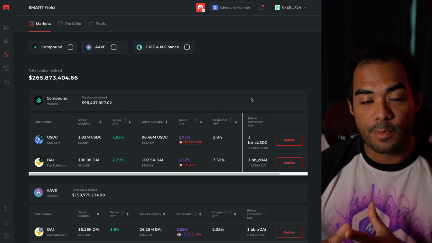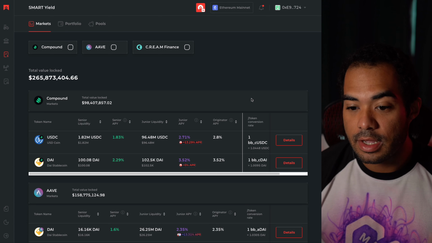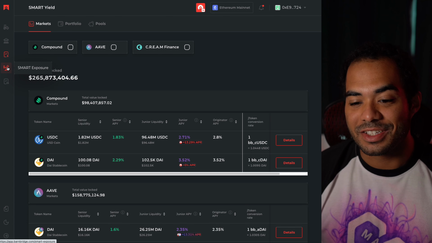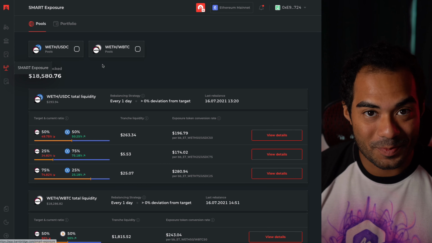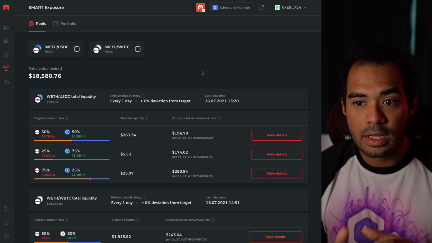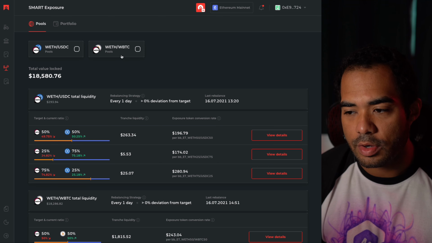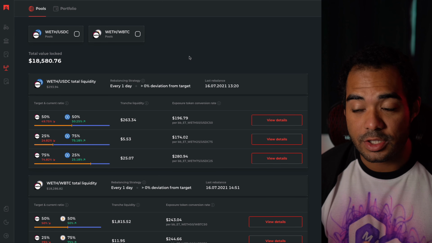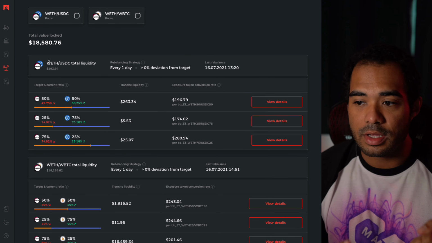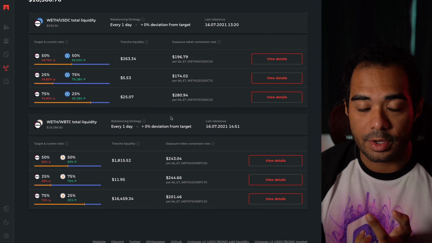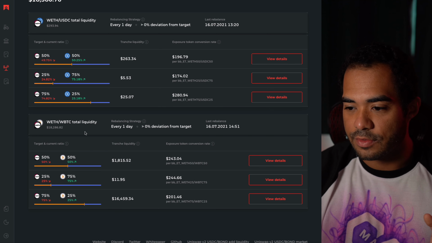But this is the smart yield section. I think it's really interesting. But my personal favorite section isn't even this. My favorite section actually is smart exposure. So smart exposure, put simply, is automated position management between any two ERC20 tokens. If you're taking a look at the dashboard here, you can see that there are different types of ERC20 tokens. The main ones are going to be wrapped ETH and USDC, as well as wrapped ETH and wrapped Bitcoin. Of course, different sections for each one.